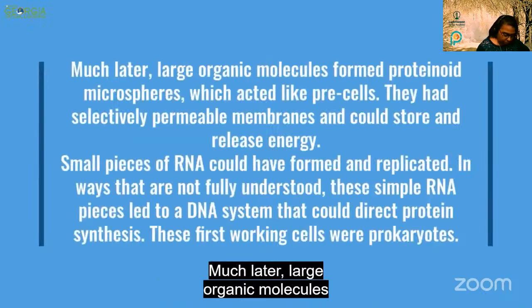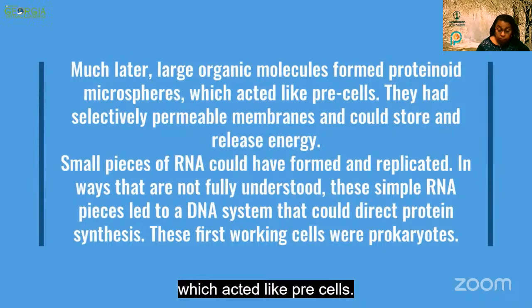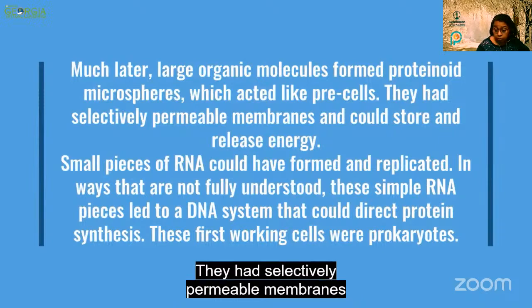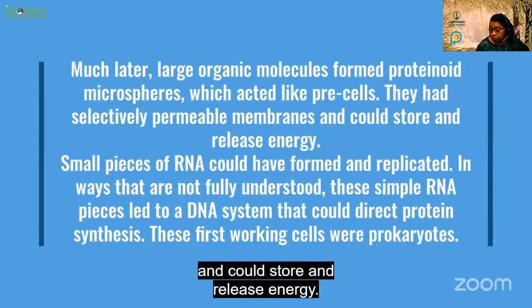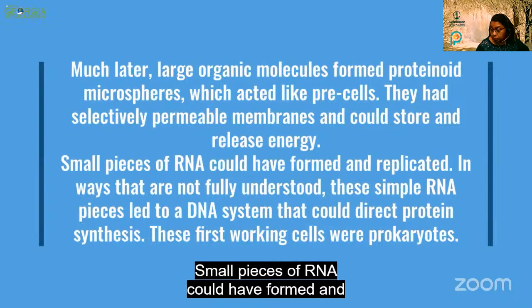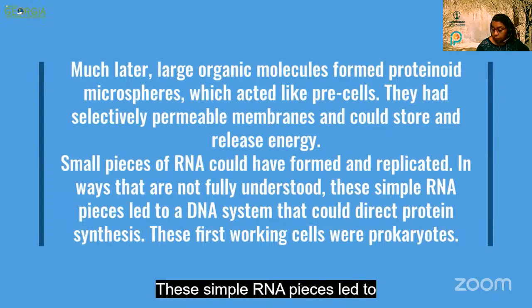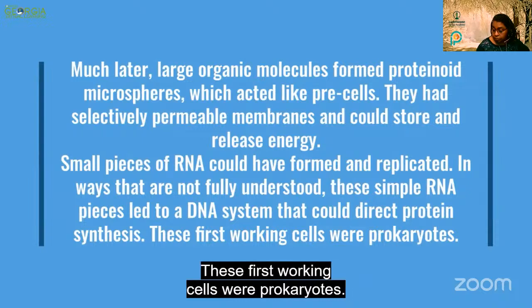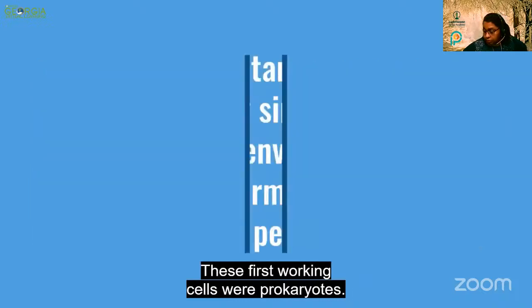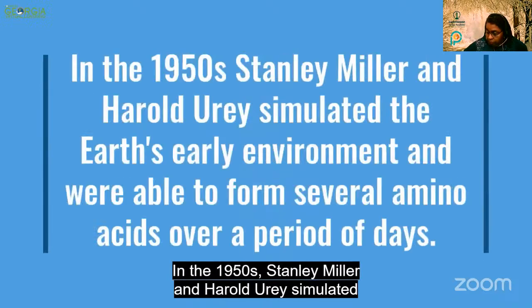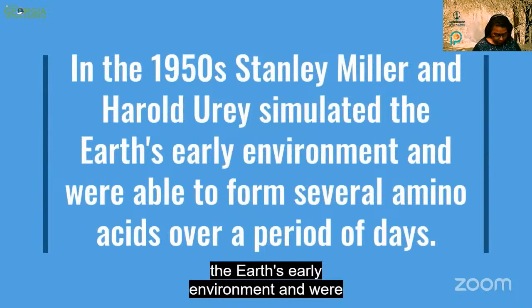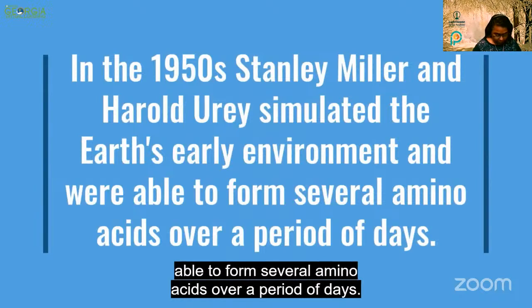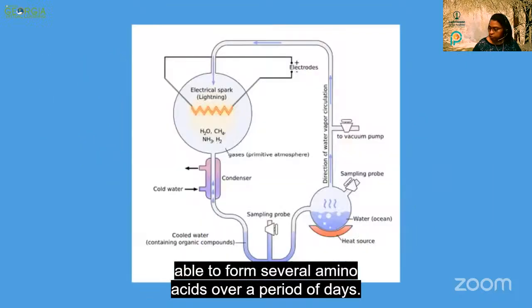Much later, large organic molecules formed proteinoid microspheres, which acted like precells. They had selectively permeable membranes and could store and release energy. Small pieces of RNA could have formed and replicated in ways that are not fully understood. These simple RNA pieces led to a DNA system that could direct protein synthesis. These first working cells were prokaryotes. In the 1950s, Stanley Miller and Harold Urey simulated the Earth's early environment and were able to form several amino acids over a period of days.